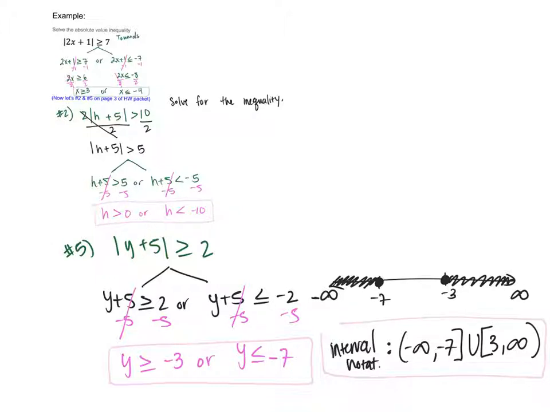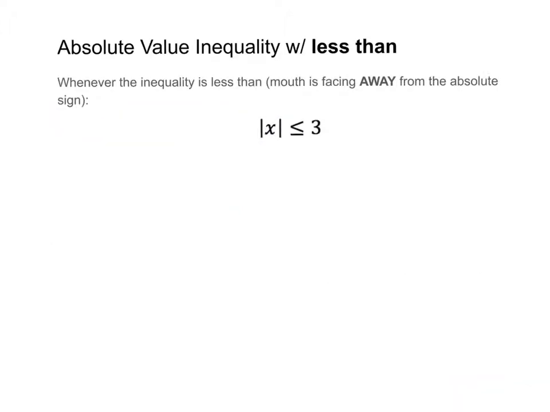Okay, so now let's take a look at what we would do if the inequality here was facing away. So instead of facing towards the absolute value, it's going to face the opposite direction. And we're going to see how we can handle that situation. Okay, so whenever it's facing away, it's a little bit different. So I want us to first treat this problem like we did before. So absolute values mean that there's a negative and there's a positive. So we're going to work it out like we did before.